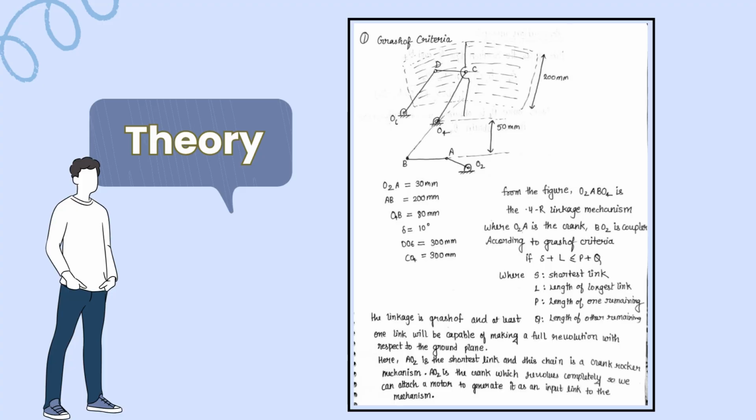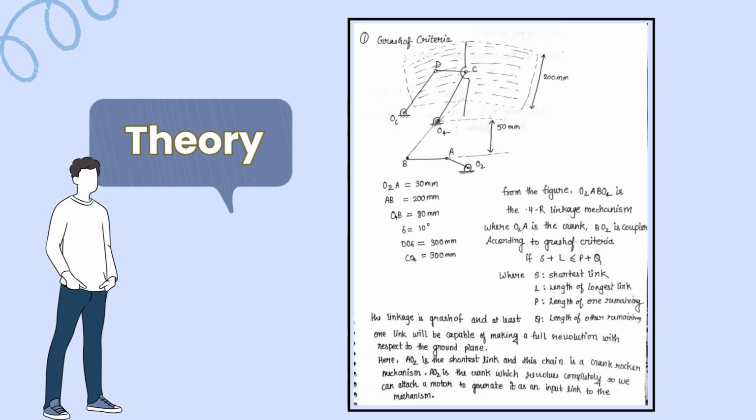Before moving into simulation, we studied the theoretical background, mainly focusing on the Grashof condition. As we all know, according to the Grashof criteria, the sum of the shortest and the longest link in a 4-bar mechanism should be less than or equal to the sum of the other two links. When this condition is satisfied, the mechanism is said to be a Grashof mechanism, meaning one of its links, the crank, can make a complete revolution.